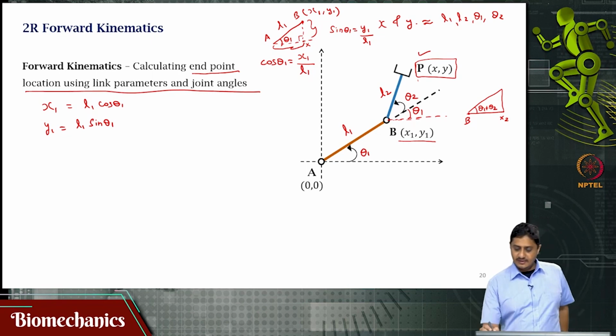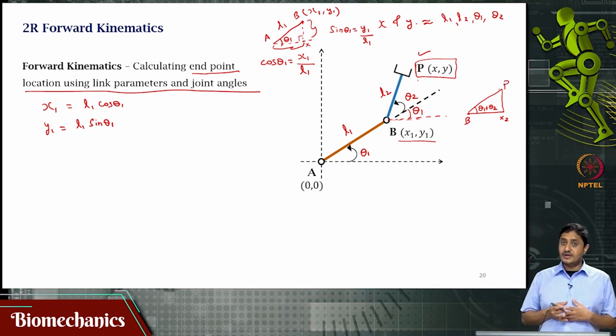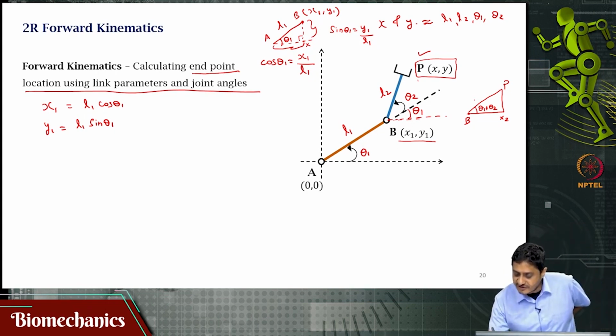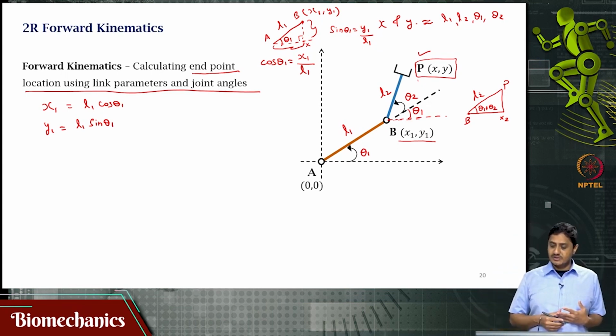In this right triangle, I am interested in finding the location of the point P as a function of the link length L2 and the inclinations theta 1 and theta 2. Remember how I got theta 1 plus theta 2? How did I get this?